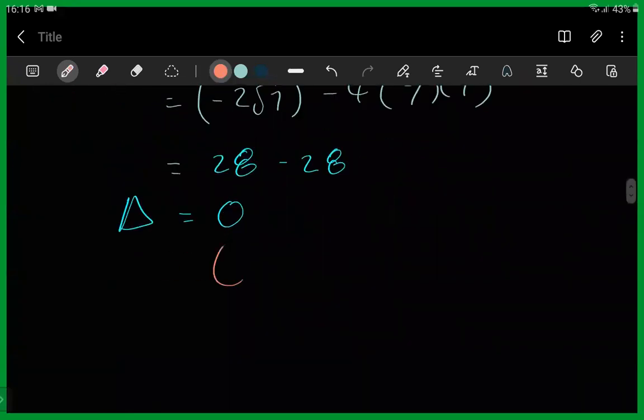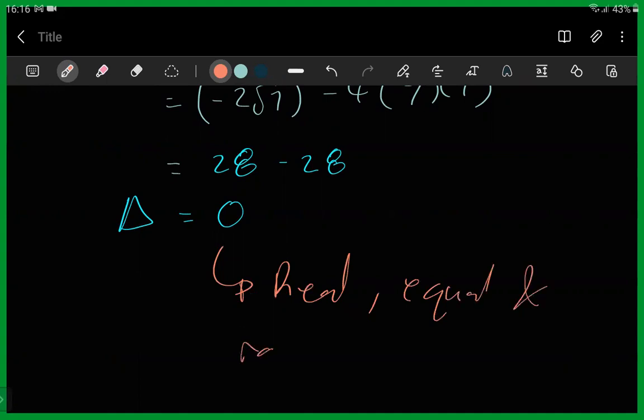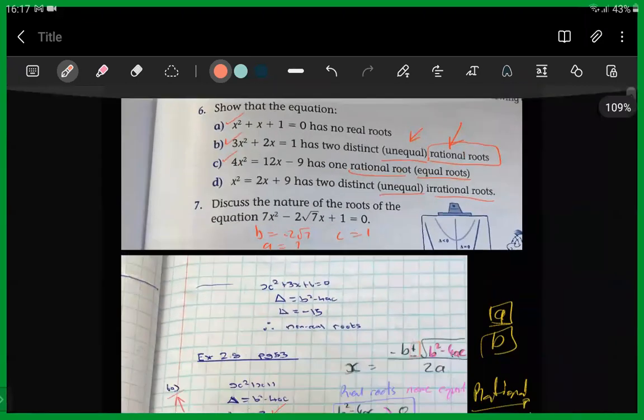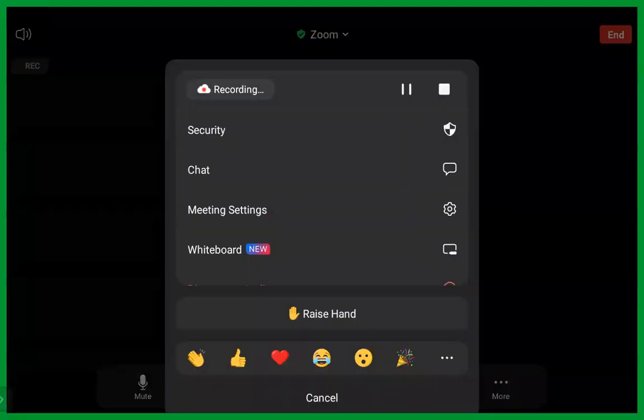Real, equal, and rational roots. That's 100% correct. That is 100% correct. So that's fine. Let's move on to the next. That was that for this. I think we can stop this one here, and then we can move on to what you want to look at next. Let's do this.